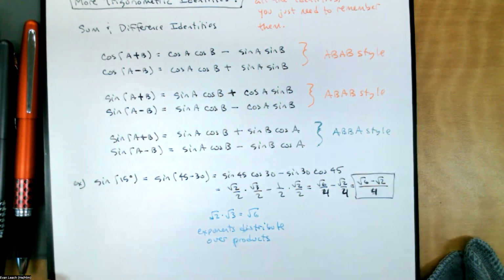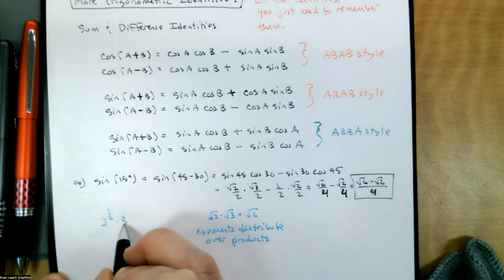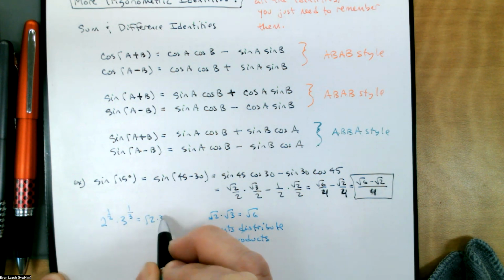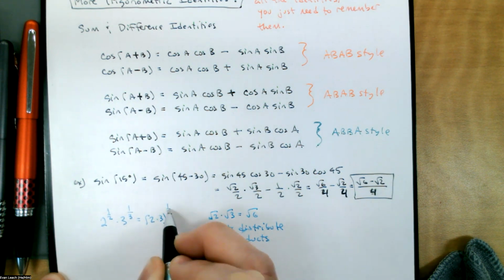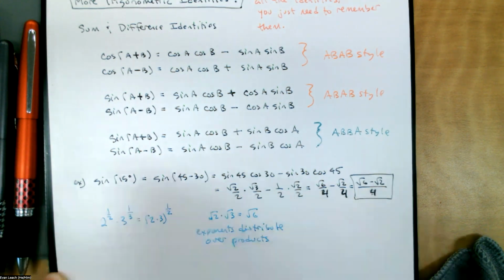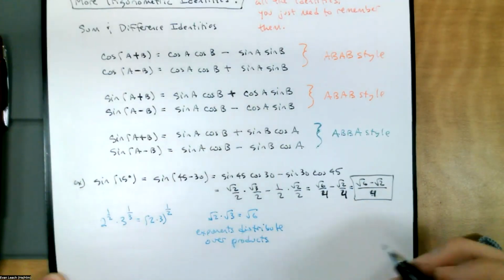So remember, the square root of 2 is 2 to the 1/2 power. And if I multiply that by 3 to the 1/2 power, I can write that as 2 times 3, all to the 1/2 power, or 6 to the 1/2 power. But over here, square root of 6 minus the square root of 2, exponents do not distribute over sums.